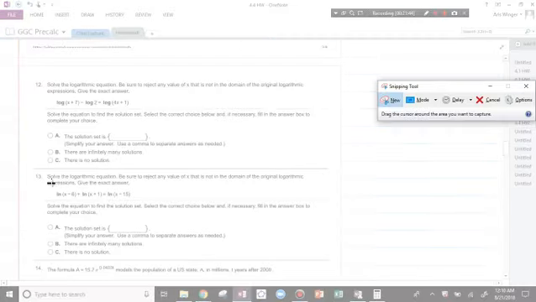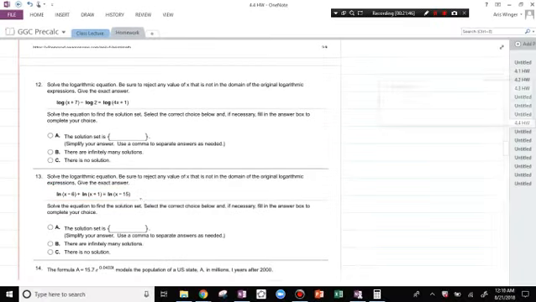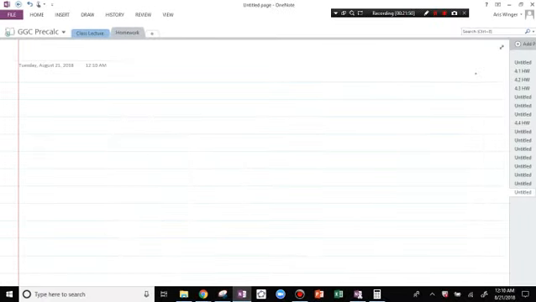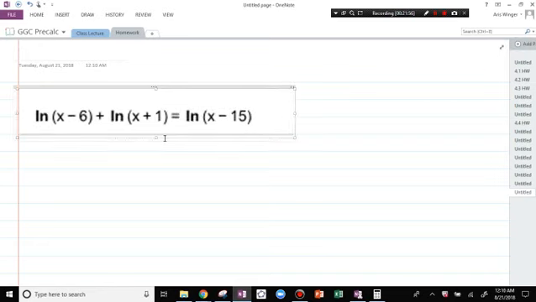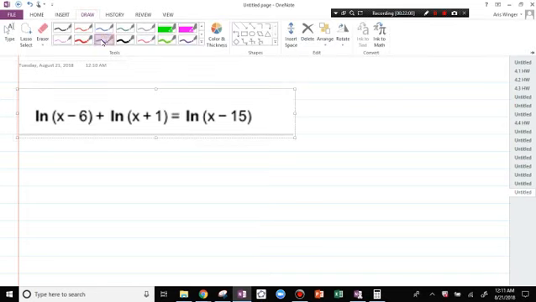Number 13 looks like it's the same thing, except now we're going to be multiplying. We're going to use some log rules to bring one log on both sides, and then we'll drop the logs and we'll be left with a quadratic, and we hope that at least one of the answers is going to be a solution after we check.